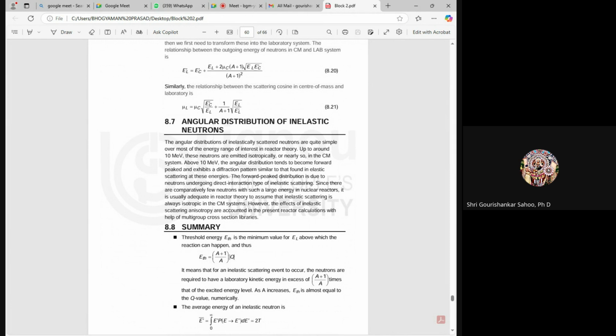Since there are comparatively few neutrons with such a large energy in a nuclear reactor, it is usually adequate in reactor theory to assume that inelastic scattering is always isotropic in the center of mass system. However, the effects of inelastic scattering anisotropy are accounted for in present reactor calculations with the help of multi-group cross-section libraries.